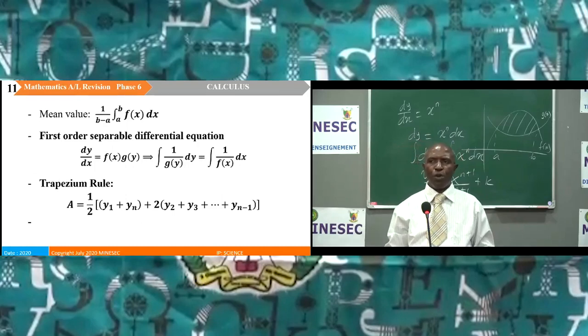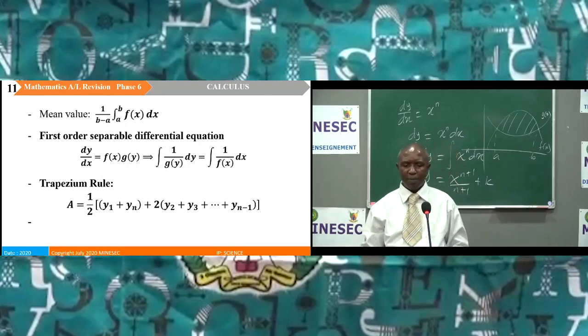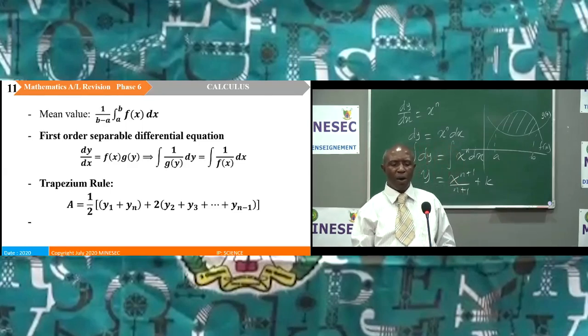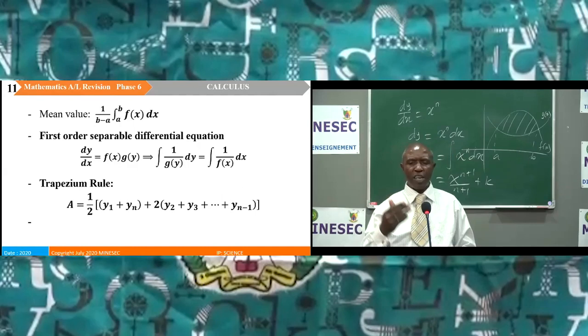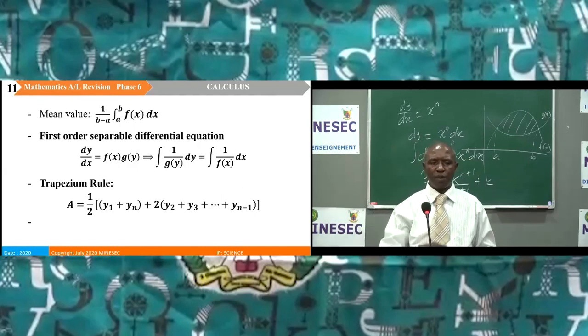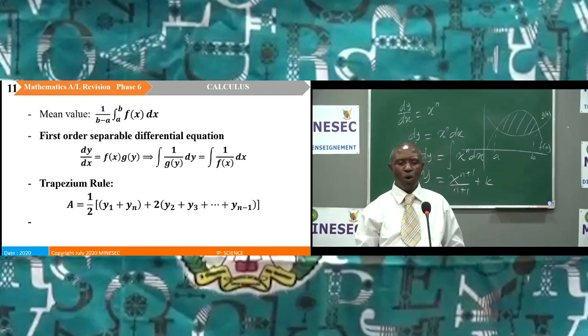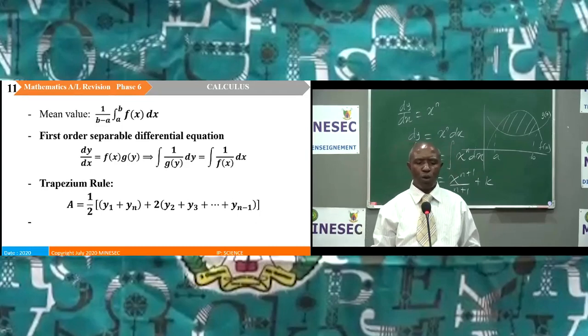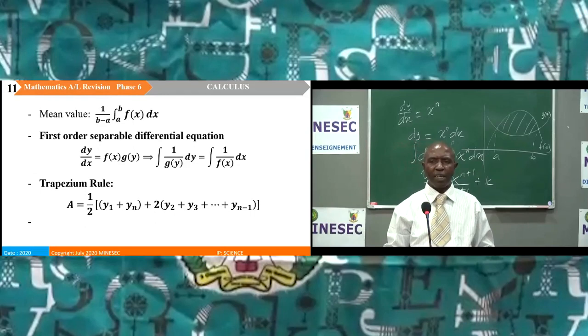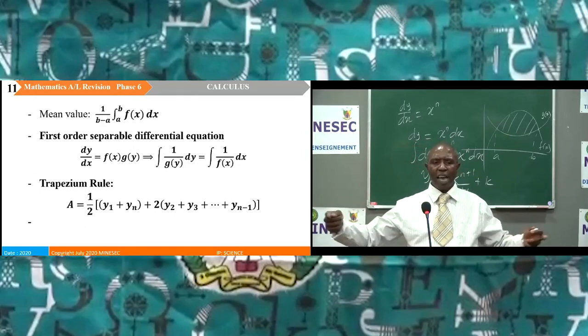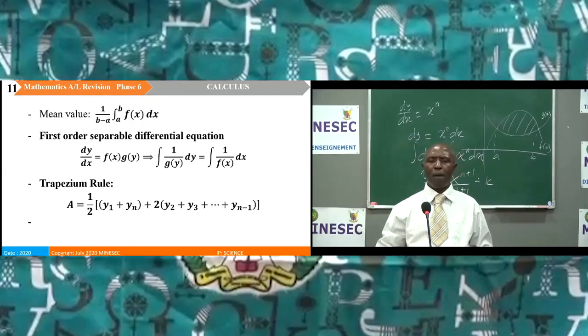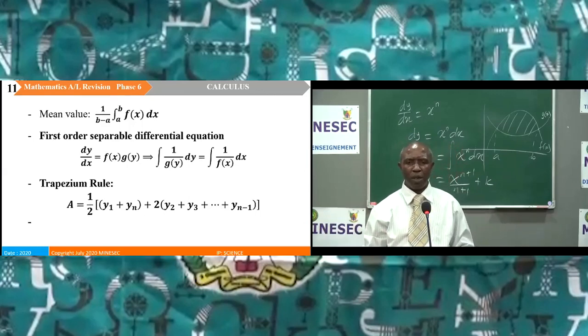The trapezium rule. The area under a curve, if we share out the curve into smaller strips of width, we'll have the area equal to 1 divided by 2, all that into bracket, the ends, that's y1 plus y n, and that is the ends, plus 2 multiplied by the terms in the middle of the curve.